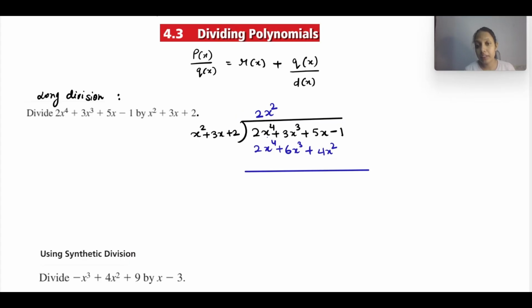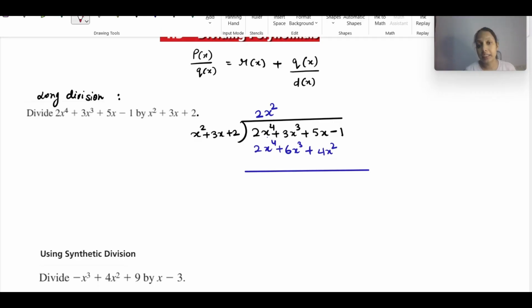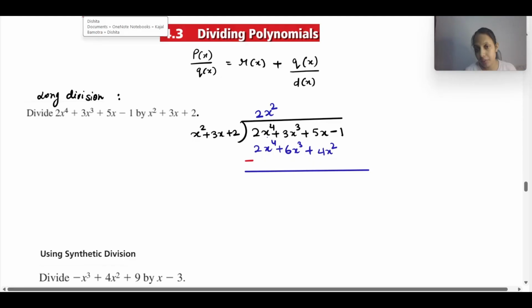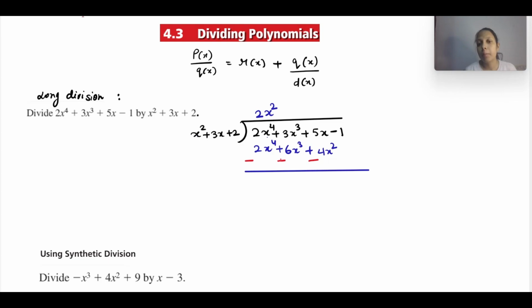Now after this you have to change the signs. This positive will change to negative, this positive will change to negative, this positive will change to negative. Positive 2x^4 and negative 2x^4 cancel. 3 minus 6 is minus 3x^3. There is no x^2 term, so leave it as it is because I cannot add or divide anything else with this term. So keep these two terms as they are because they are not used in this step.